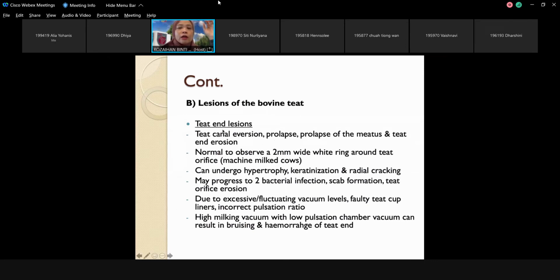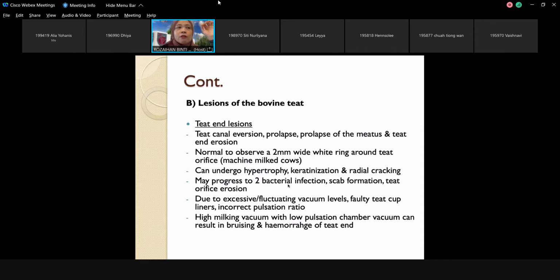So there are a few lesions affecting the teat end. Okay. So these are all the examples: the eversion, prolapse of the meatus, teat and erosion. So it's normal if the cow is being milked by the machine. It is normal if you just inspect closely. It's normal to observe about a 2 millimeter white ring around the teat orifice.